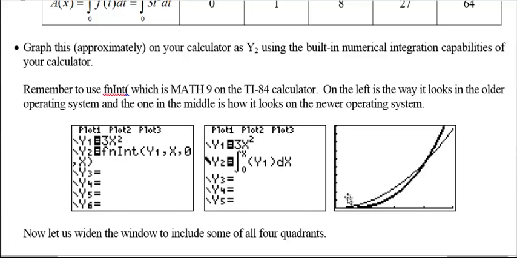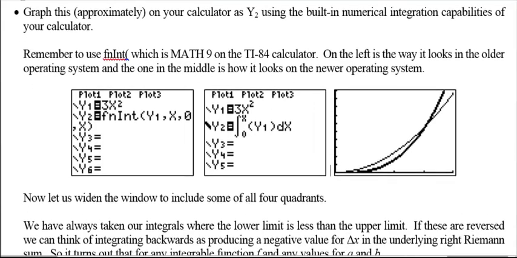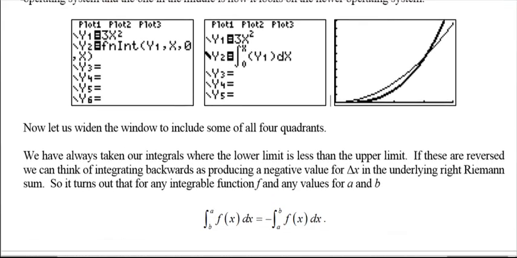And either way, when you graph it, this is what it looks like here. Here we have 3x squared, the thinner one. I did make this a little thicker when I did it the first time here, on the newer operating system. And here's the graph of this integral from 0 to x of y1 dx. Okay, so that's kind of interesting. Now let's zoom out a little bit so that we include a little bit of all 4 quadrants.